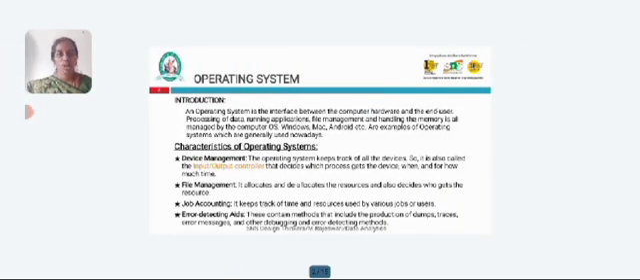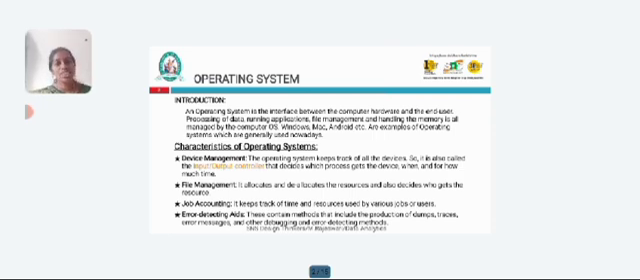In today's session, we are going to explain about operating system. What is operating system? Introduction. An operating system is an interface between the computer hardware and the end user. Processing of data, running applications, file management and handling the memory are all managed by the computer OS. Windows, Mac, Android, etc. are examples of operating systems which are generally used nowadays.